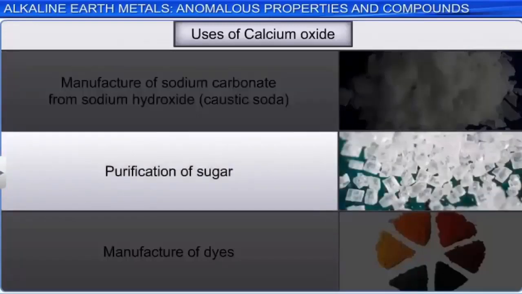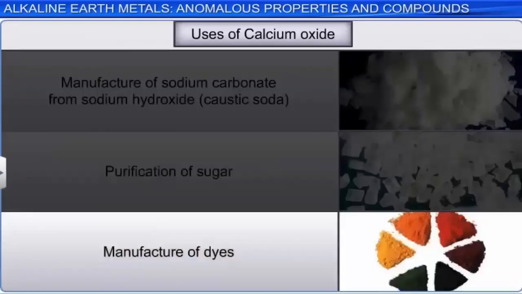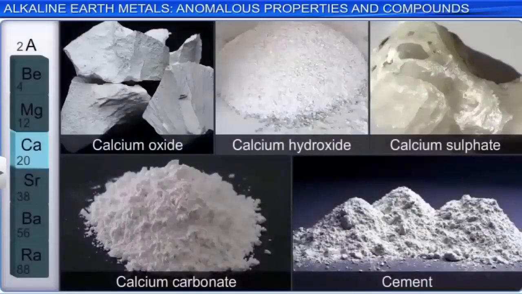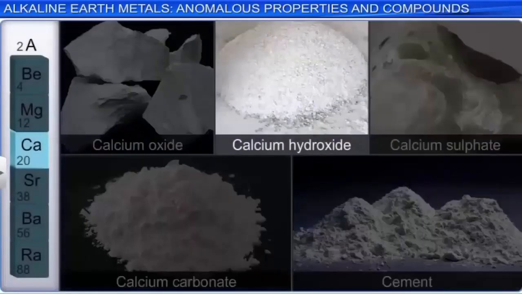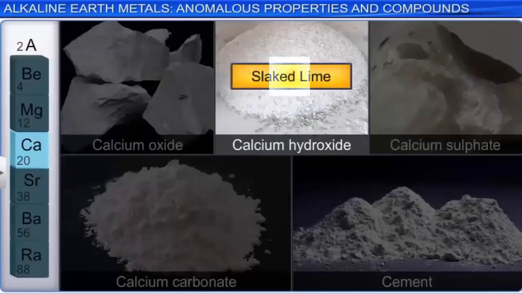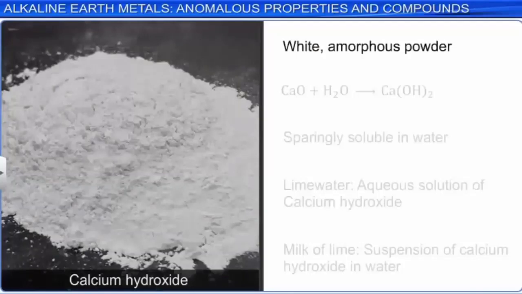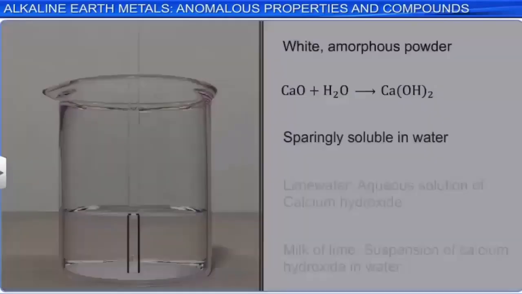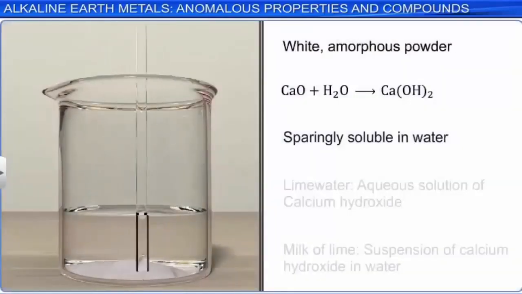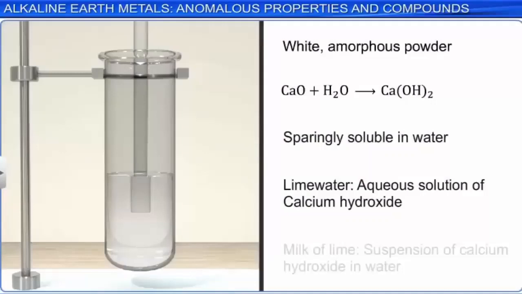Calcium hydroxide. Another important compound of calcium is commonly known as slaked lime. It is a white, amorphous powder that can be prepared by adding water to calcium oxide. Calcium hydroxide is only sparingly soluble in water. Aqueous solutions of calcium hydroxide is commonly called lime water. Milk of lime is the common name for suspension of calcium hydroxide in water.